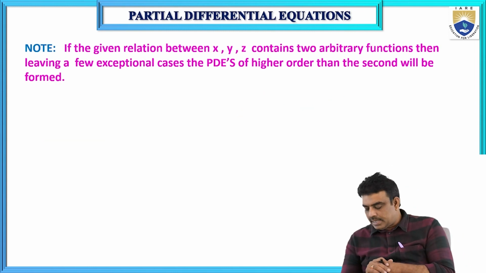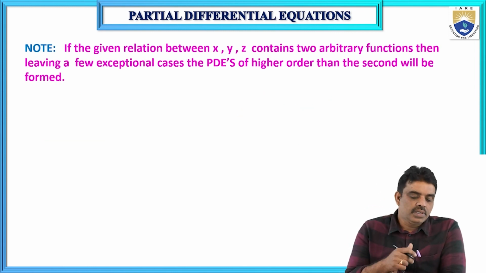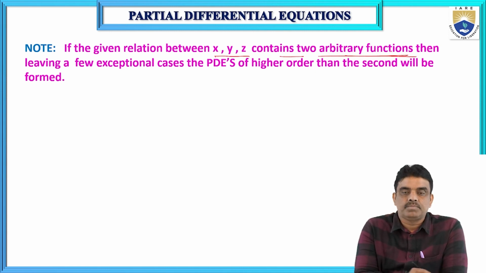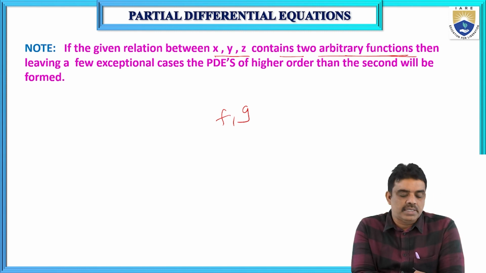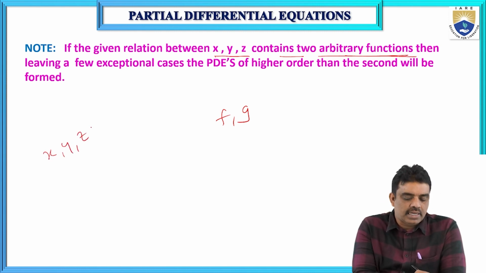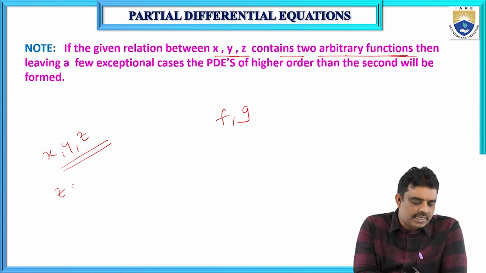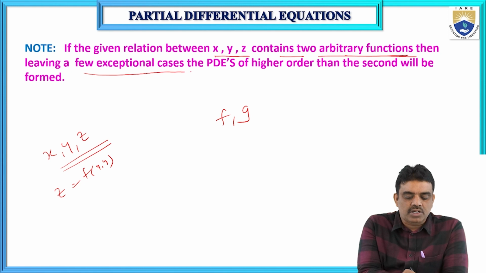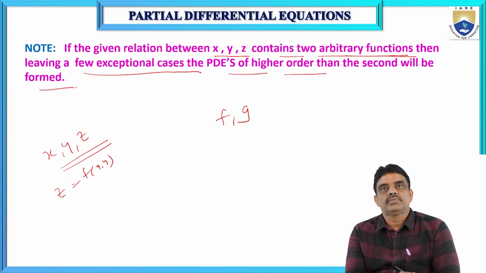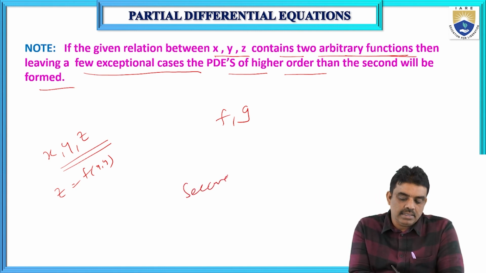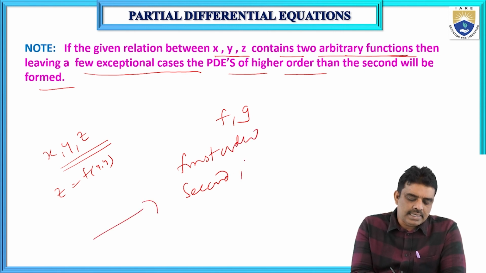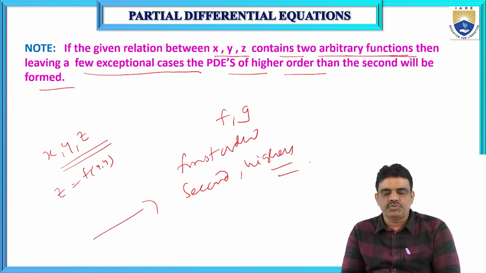Here I am writing a small observation. If the given relation between x, y, z contains two arbitrary functions, f comma g, and the variables are x, y, z, where z is a function of x and y, then leaving a few exceptional cases, PDEs of higher order will be formed. So in some cases there exists a first order equation, or in other cases second and higher order differential equations will be formed.